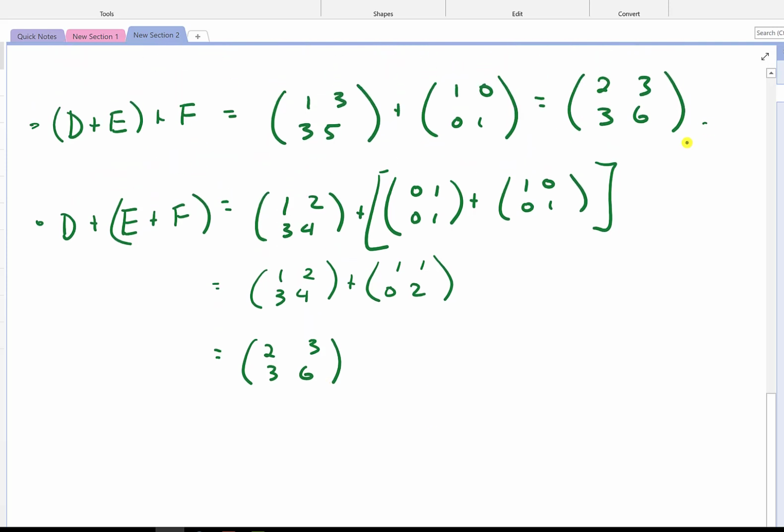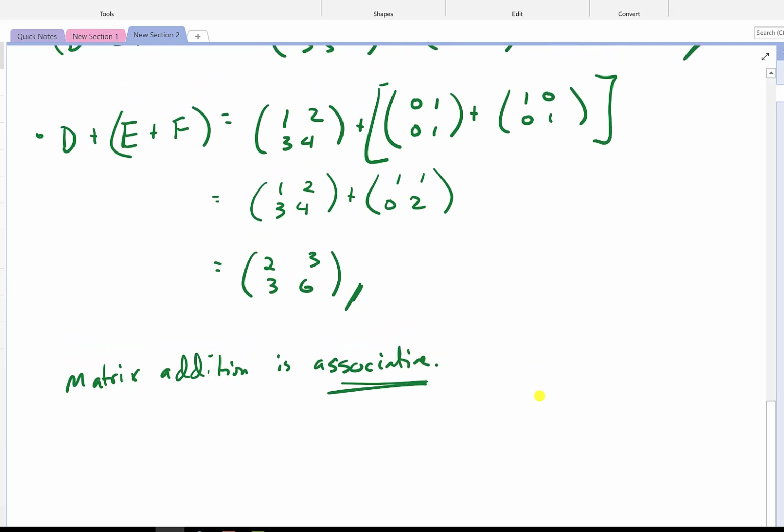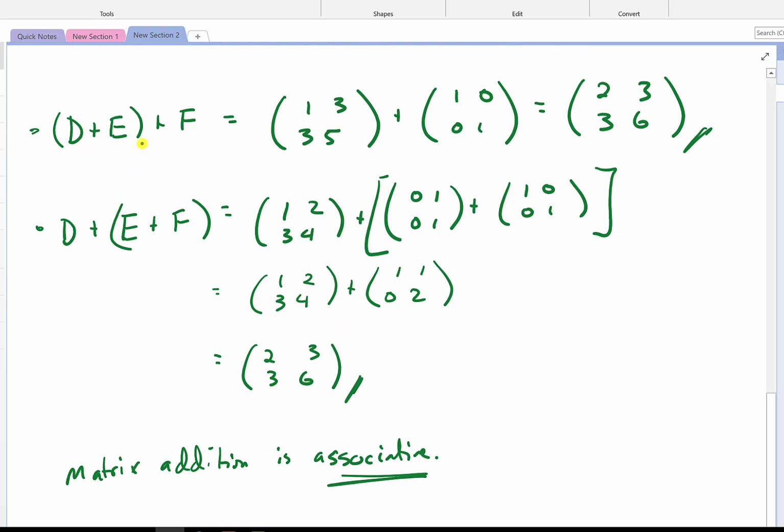So again, notice that we got the same answer regardless of the grouping symbols. So now we can say that matrix addition is associative. Remember that the associative property says that it doesn't matter which we do first, it doesn't matter the order. If we're adding together several entities, it doesn't matter the order in which we grab two of them to add and then add the third to it.